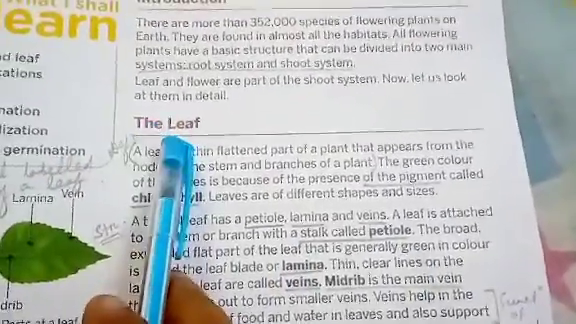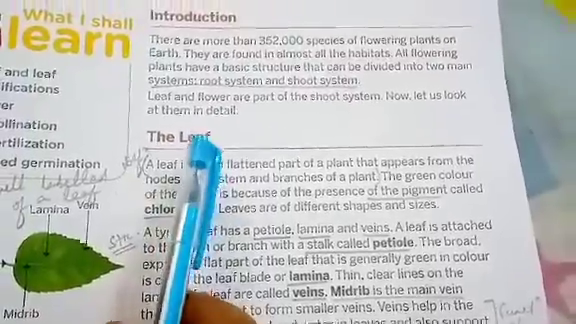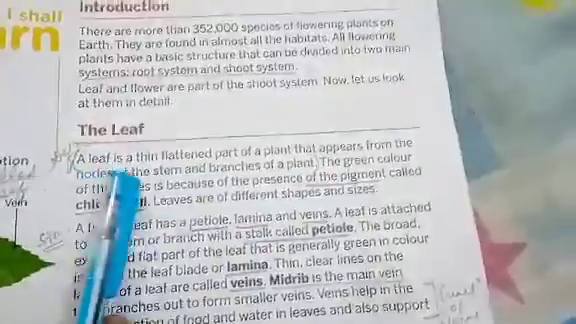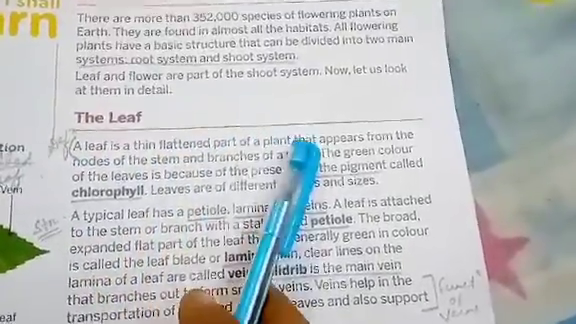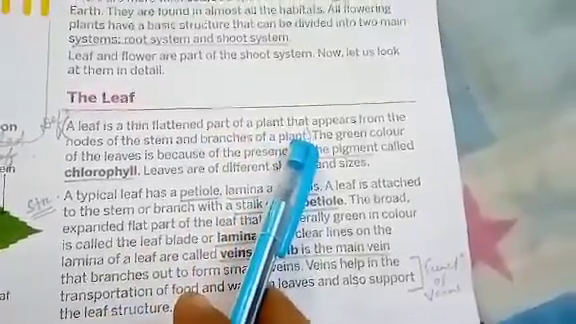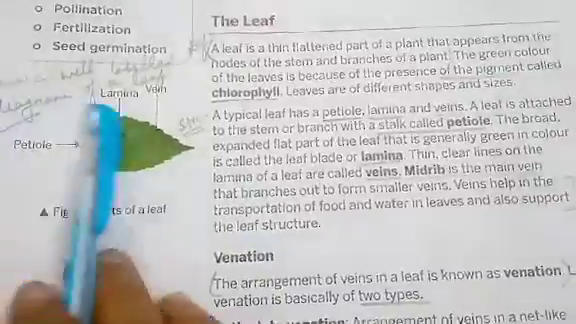So to start with, in your book, as you can see, the first part given is leaf. So first we will discuss what a leaf is. You can see here I have marked the definition. A leaf is a thin flattened part of the plant that appears from the nodes of the stem and branches of a plant. This is the definition. You will learn that. Now here one picture of a leaf is given, which I have drawn on this paper, and here you will see the different parts very clearly.